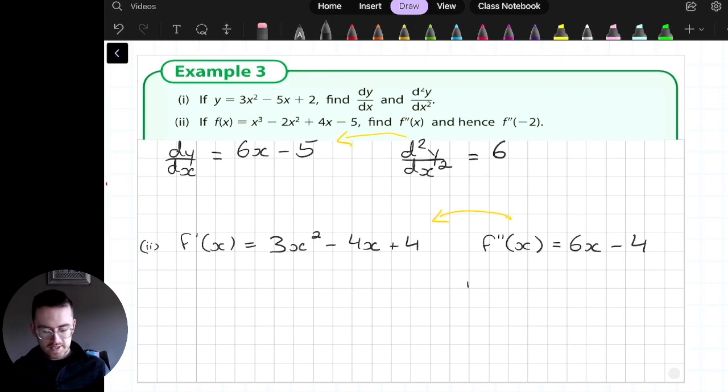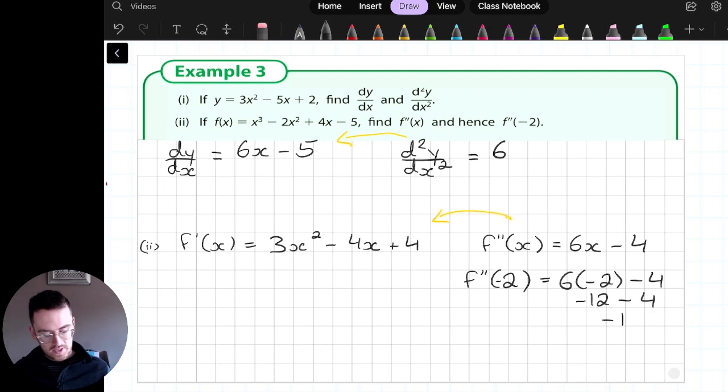And we've actually been asked to find f dash dash of minus 2. So the second derivative when x is equal to minus 2. So we just sub in for x, and we get minus 12 minus 4, which gives us minus 16. Okay, so our second derivative when x is equal to minus 2 is minus 16. And that's our answer for that part of the question.